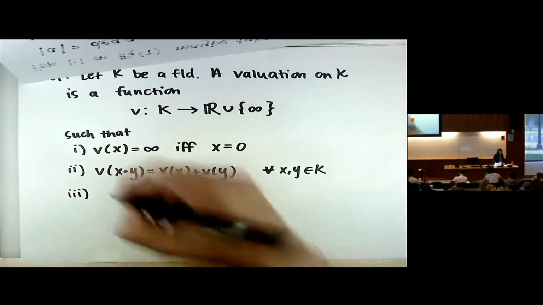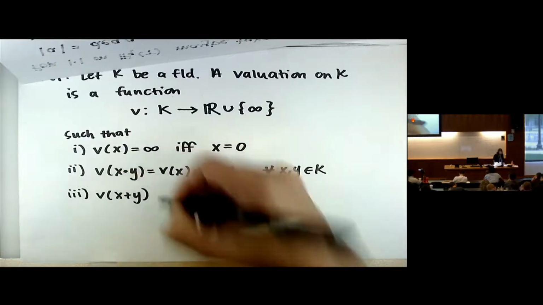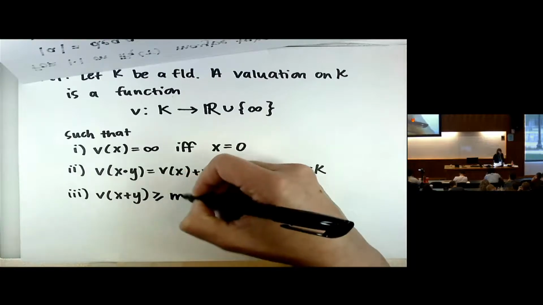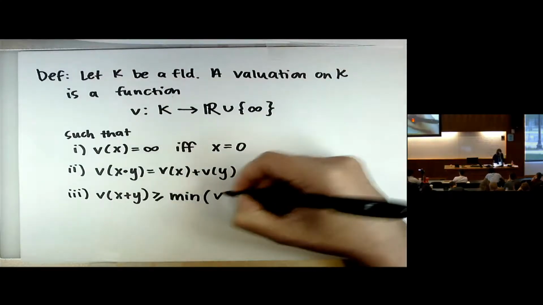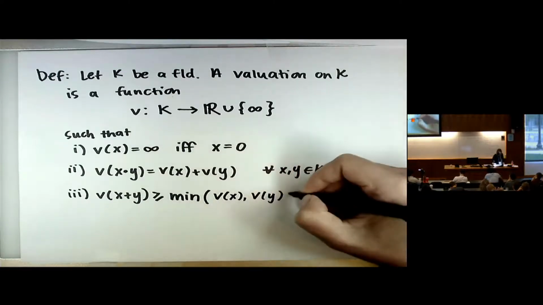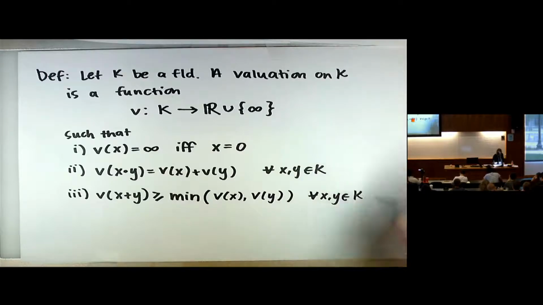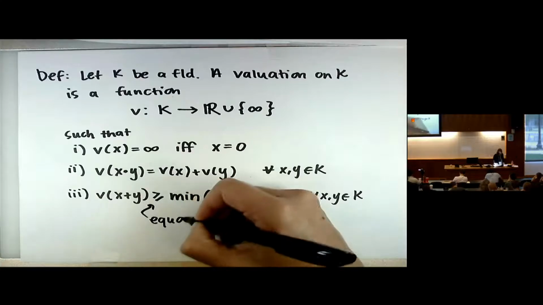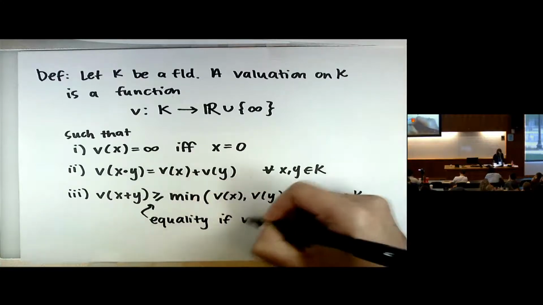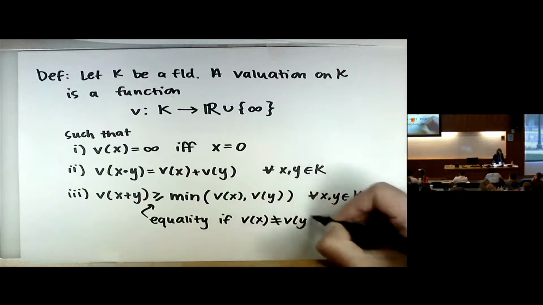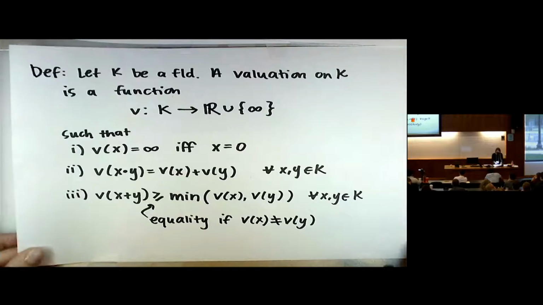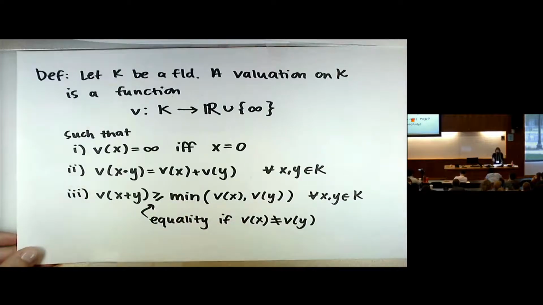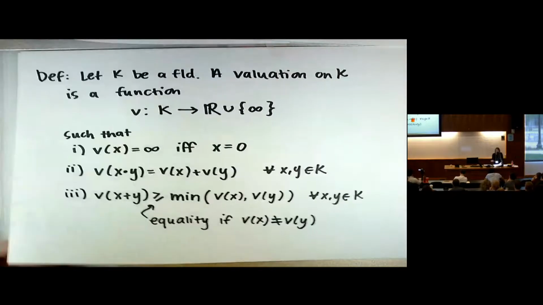And then the valuation of x plus y, that's a little weird, but I want that to be greater than or equal to the minimum of the valuation of x and the valuation of y for all x, y in K. And I want equality here if the valuation of x is not equal to the valuation of y. Okay. Just drink this in for a minute. So this last condition is maybe the one that's a little weird, but it's not that weird, hopefully, after we think about it for a bit.